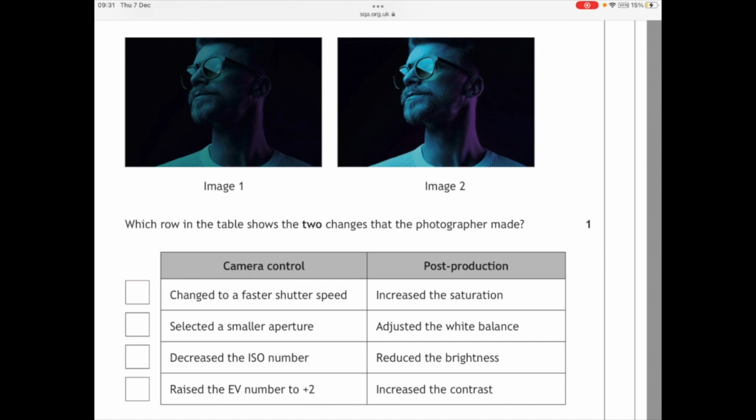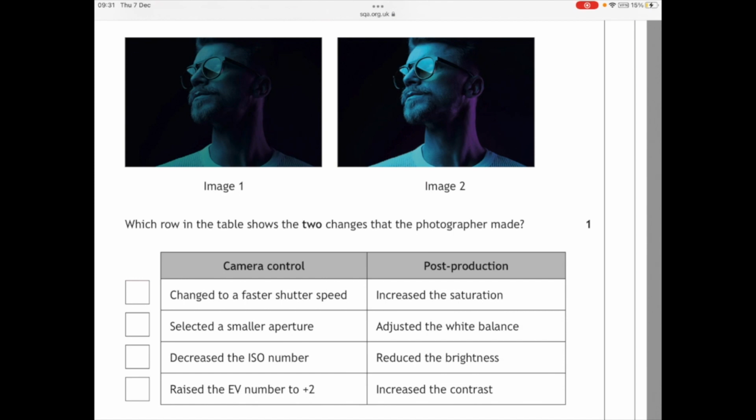So the right answer is raise the EV number to +2 and then increase the contrast. Image 2 is brighter. EV means exposure value, so we're adding 2 to that. So we're making it 2 stops brighter. If the image got darker, it'd be EV -2, and so forth. So that one is right, and the contrast has increased because the highlights are brighter, and the shadows are darker. So the contrast between shadow and highlights has been enhanced.